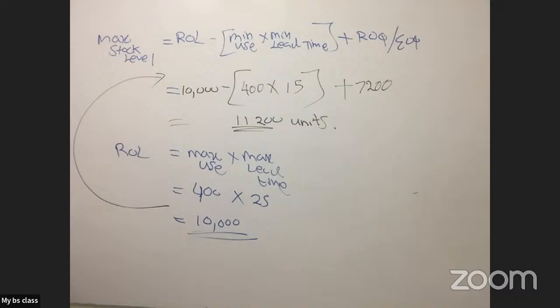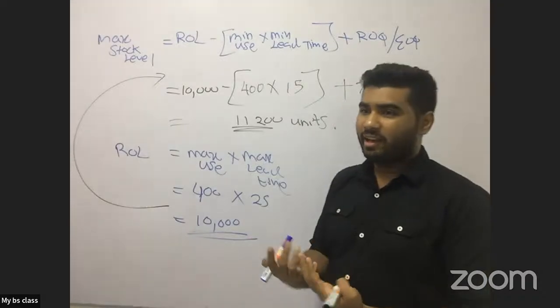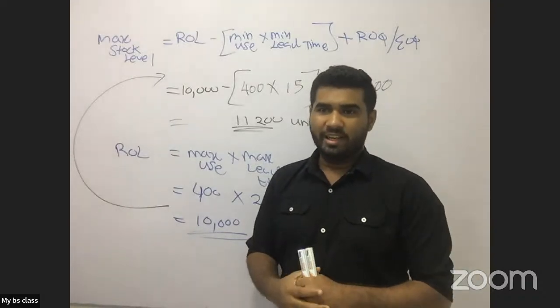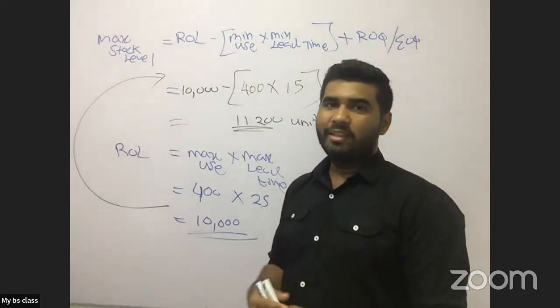Right, guys, are we clear about this one? So it could be the usage, it could be the lead time. They have given you only one figure for the lead time. Then you consider that as the average. So the maximum lead time and the minimum lead time are both the same.